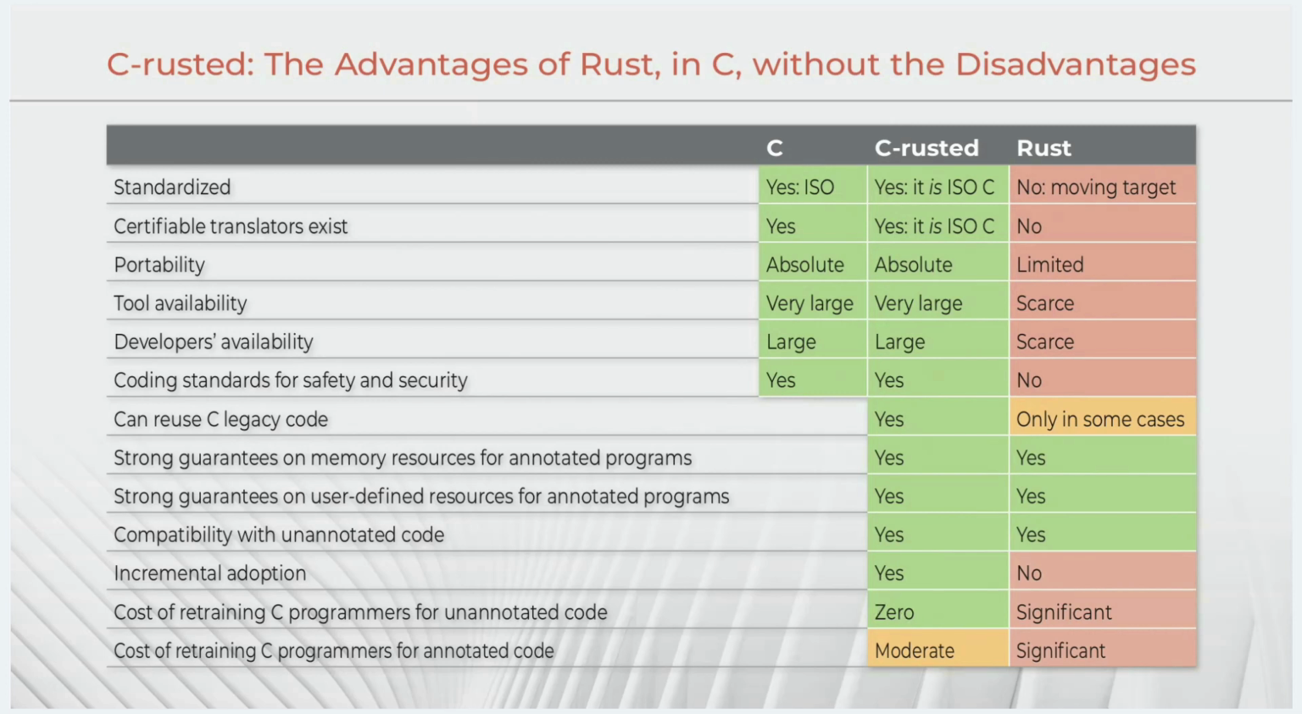You can also retrain C programmers for annotated code in a simpler way than for Rust, meaning that we strongly believe that a good C programmer can be trained to use C rusted in a week of time. And training a C programmer for using Rust in a good way is much more expensive.